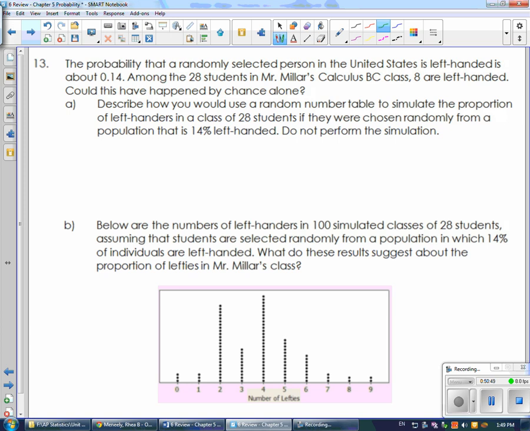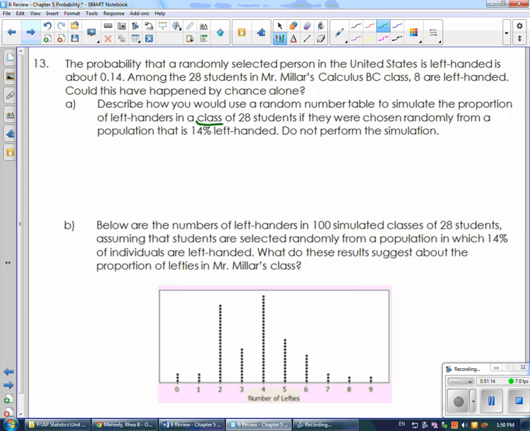All right, this is the last problem. It says the probability that a randomly selected person in the United States is left-handed is about 14%. Among the 28 students in Mr. Miller's BC Calculus class, 8 are left-handed. Could this have happened by chance? So in letter A, it says, describe how you would use a random number table to simulate the proportion of left-handers in a class of 28 students.